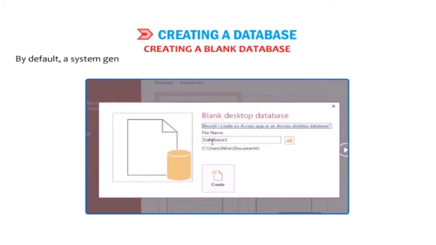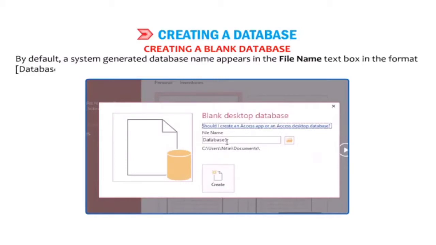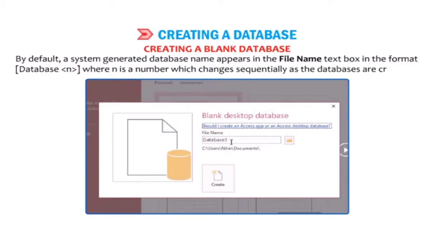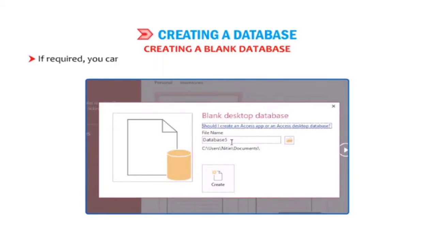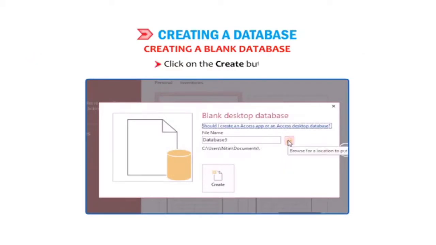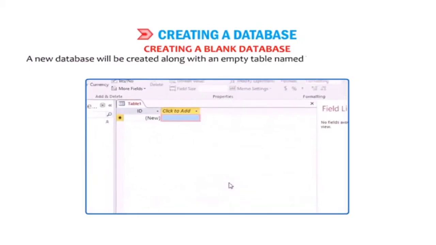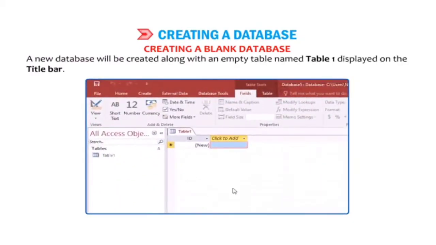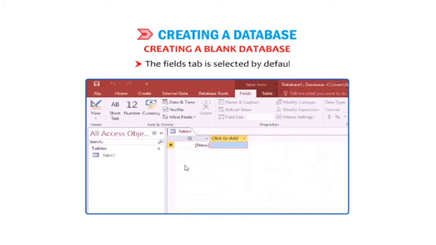By default, a system-generated database name appears in the file name text box in the format DatabaseN, where N is a number which changes sequentially as the databases are created. If required, you can change the default location by clicking on the folder icon placed next to the file name text box. Click on the Create button. A new database will be created along with an empty table named Table1 displayed on the title bar. The Fields tab is selected by default. A new tab, Table Tools, will now be visible on the title bar.